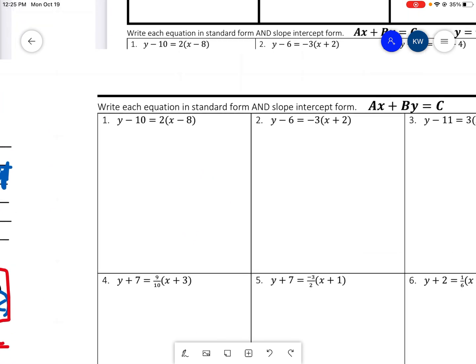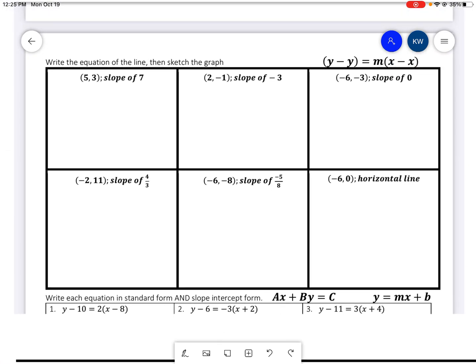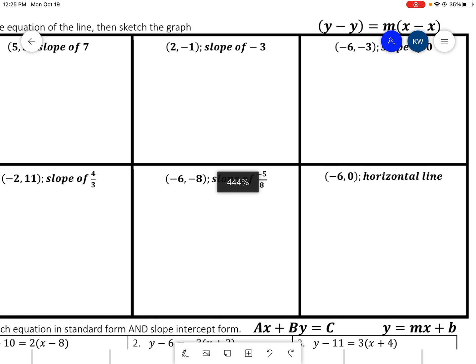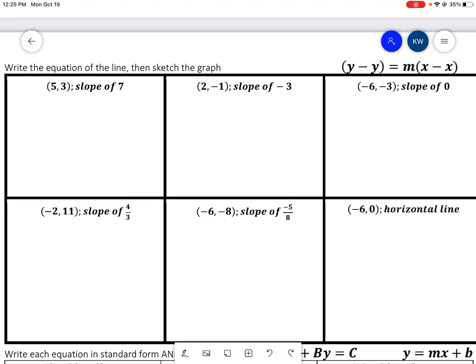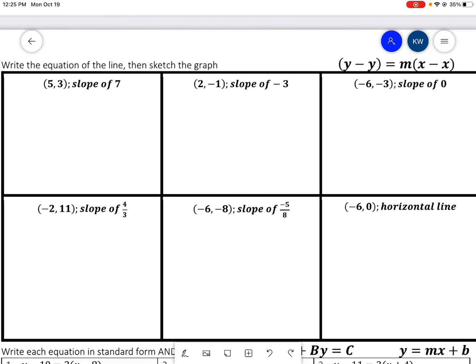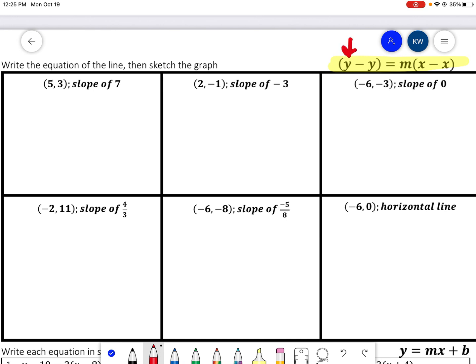Okay, so let's actually practice some of this. So on page 2, first step is to write the equation of line and then sketch the graph. Well, you can see we've provided the equation of the line here. And as a reminder, the first y does not change, the first x does not change.